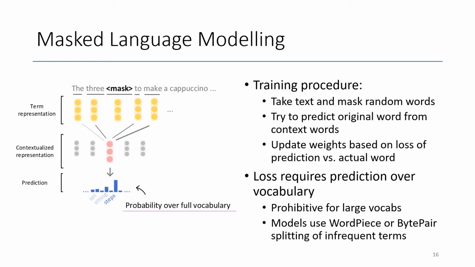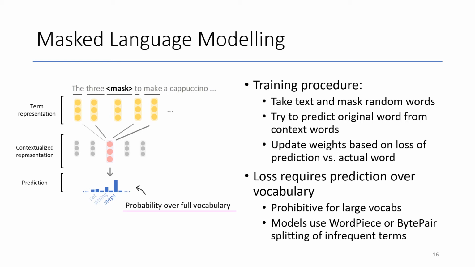So the training procedure for masked language modeling is as follows. In this case, we want to predict the word steps. For that, we replace it with a mask token. We keep track that this position has been masked, and run now our input sequence through the model to get contextualized representations. And those contextualized representations are used to predict the probability for each word in our vocabulary. And based on that, we can create a loss function and update the weights of the model to better match the target word.